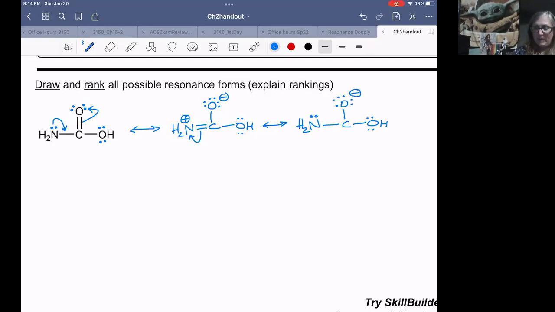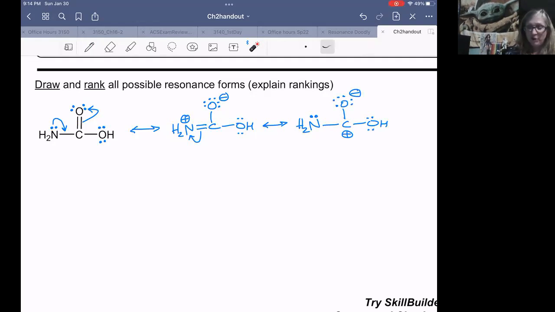Okay, and when I move that pi bond, where does my positive charge end up? I know I still need a positive charge somewhere because the molecule overall has to be neutral. It can't have any net charge. So now it's my carbon that has the positive charge. 1, 2, 3, where carbon wants 4. Okay, and then there's going to be a 4th resonance structure.